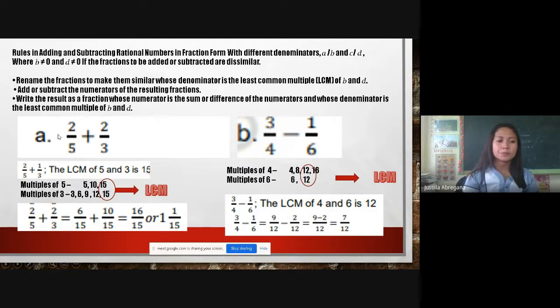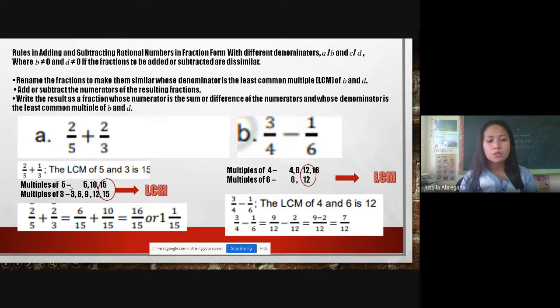For example, A, 2 over 5 plus 1 over 3. Notice that their denominators are different, 5 and 3. So if we're going to add 2 over 5 plus 1 over 3, you need to get the LCM of 5 and 3. So how are we going to get the LCM? When I say LCM, it means the least common multiple. So we'll have here multiples of 5 and multiples of 3. So we'll list them down by the listing method.